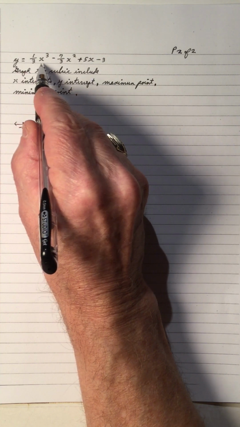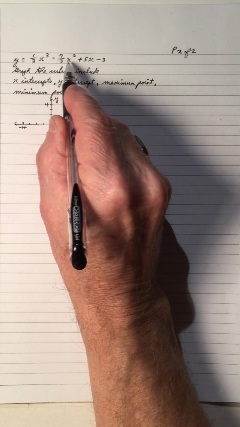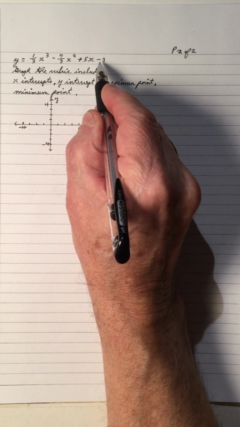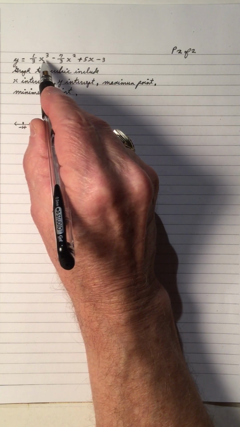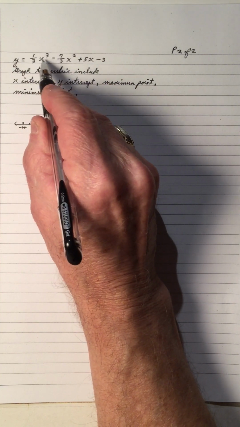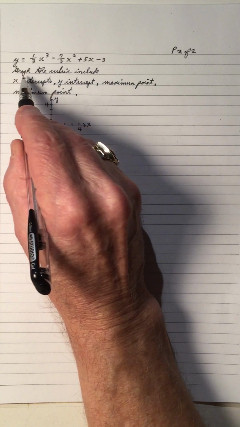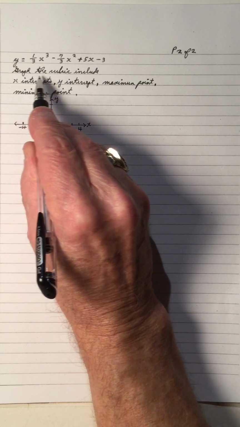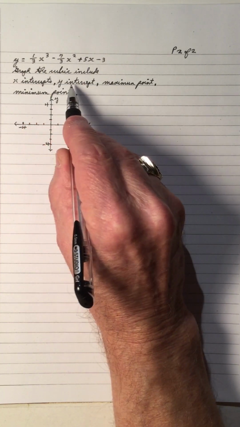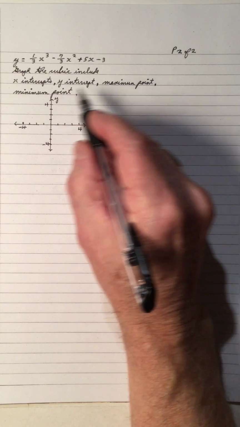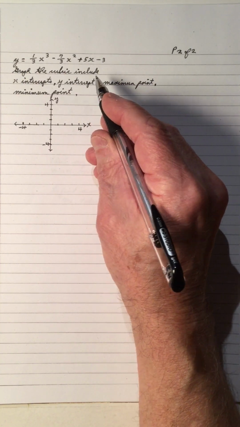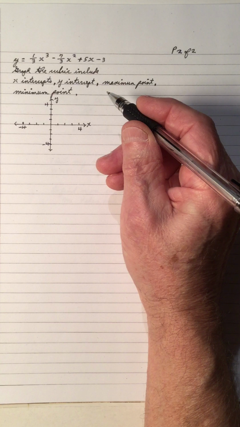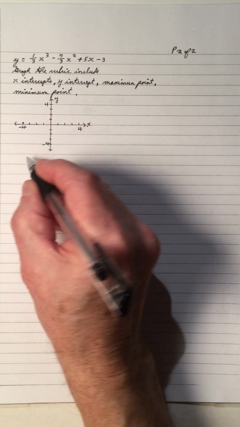Y equals 1/3 x cubed minus 7 over 3 x squared plus 5x minus 3 is a cubic in terms of y, because it's degree 3. And I want to graph the cubic including the x-intercepts, the y-intercept, the maximum point, the minimum point, and so on. So let's start. We want to find the x-intercepts.